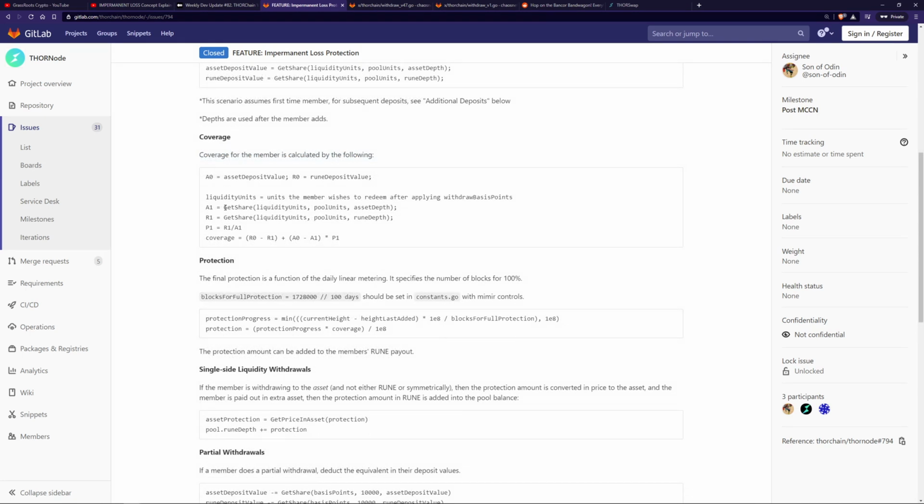So next we look at coverage, and coverage sort of looks at what you added versus what you want to take away when you withdraw. And then it kind of like works out the difference between that in order to get your coverage.